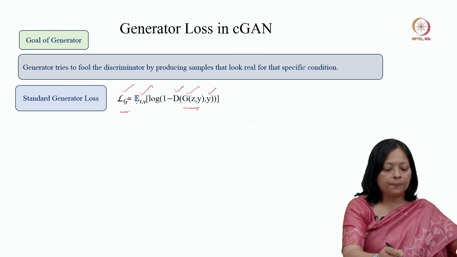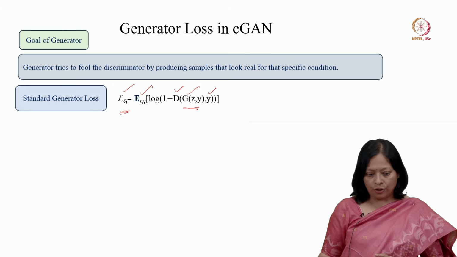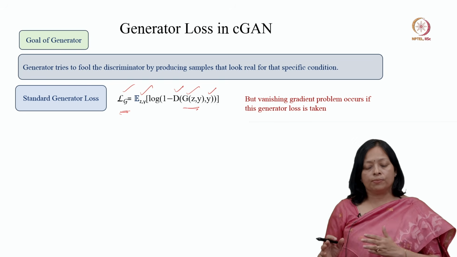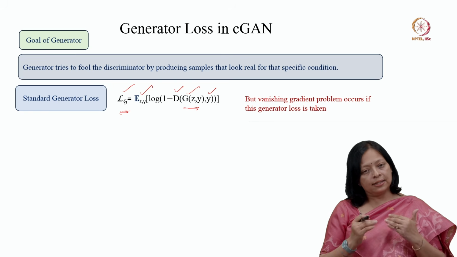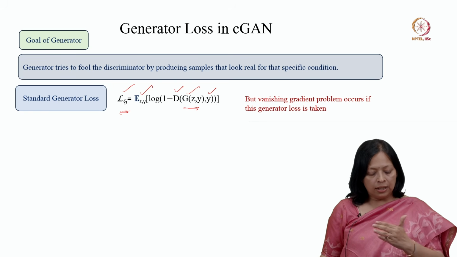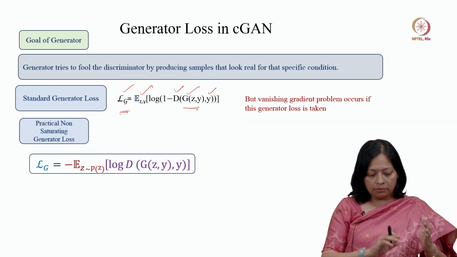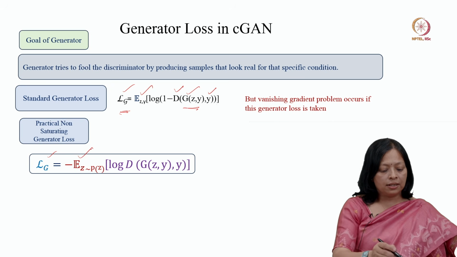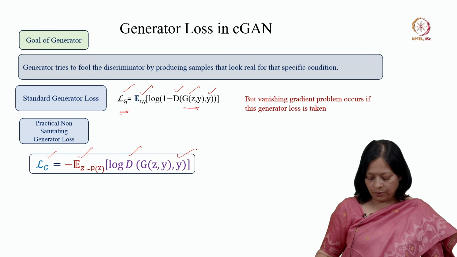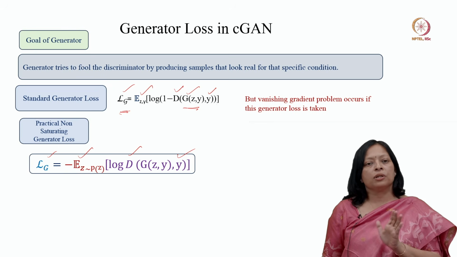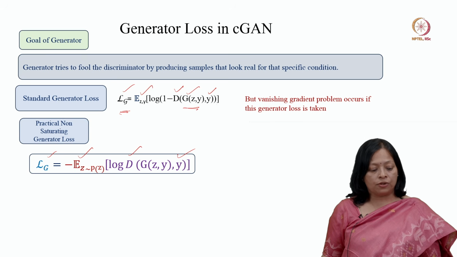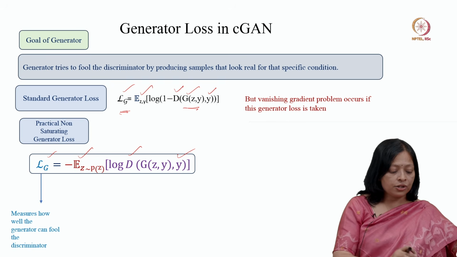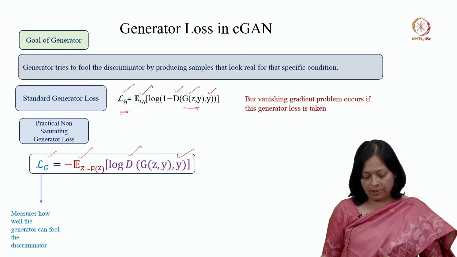So, this is the standard generator loss, but if we use this one, there is a vanishing gradient problem which occurs, and that is the reason in practical cases we do not take this loss. We take the loss as L_G equal to the expectation over z of log D(G(z,y)). So, that is the expression. We are not going into the derivation, but this is the expression for the generator loss, and this L_G measures how well the generator can fool the discriminator.